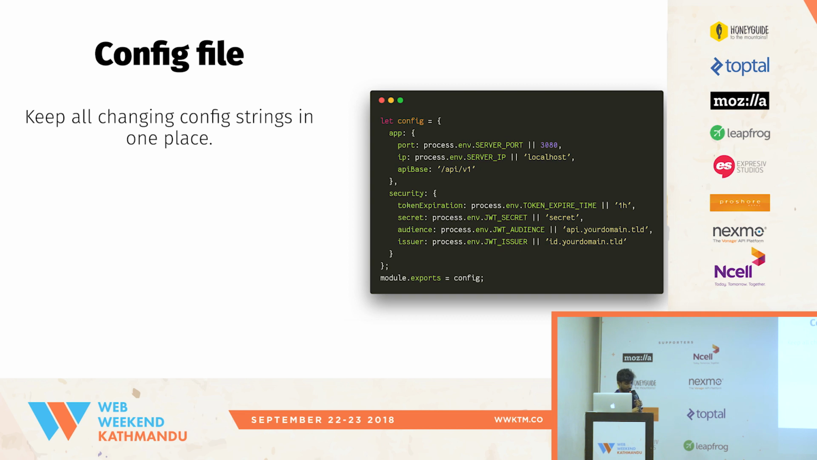So this is my config file. You can see it has a port defined, an IP defined, and there's an API base which I'm going to use later. And I have a security section. It has a 1 hour expiration time. This is not good, it is for demonstration purposes. So make your expiration time as short as possible, like 5 minutes or 10 minutes.